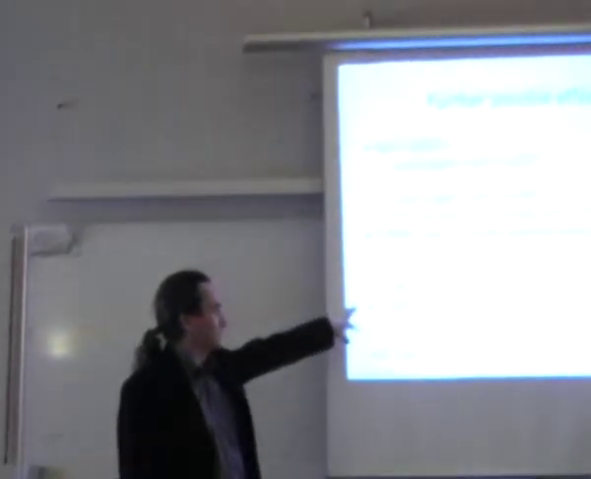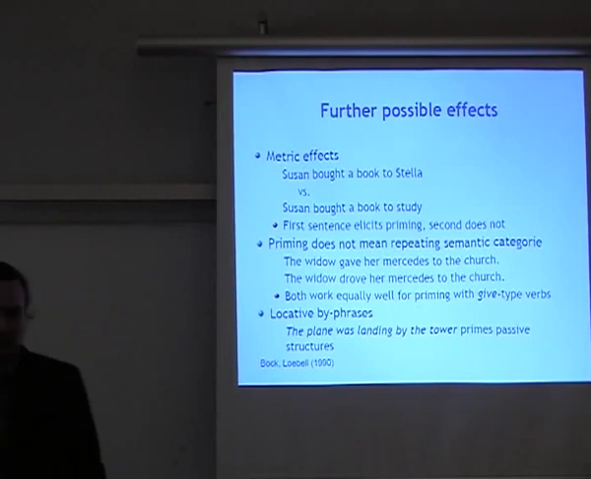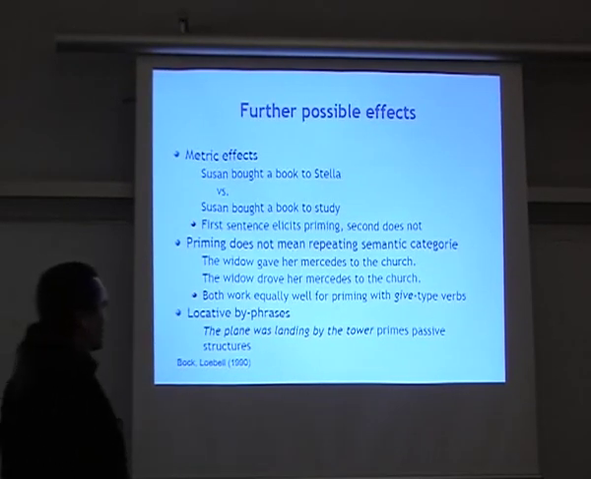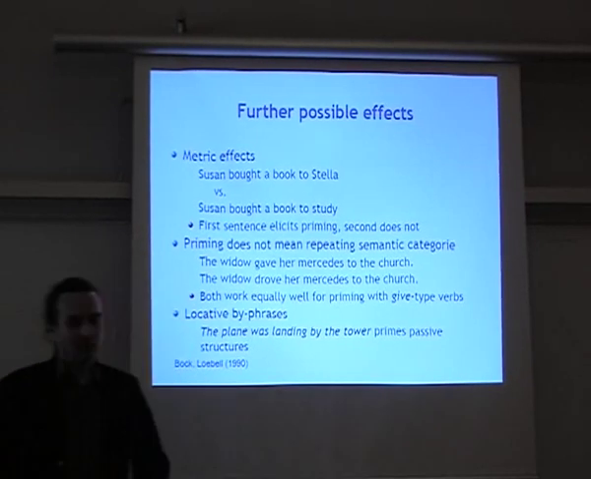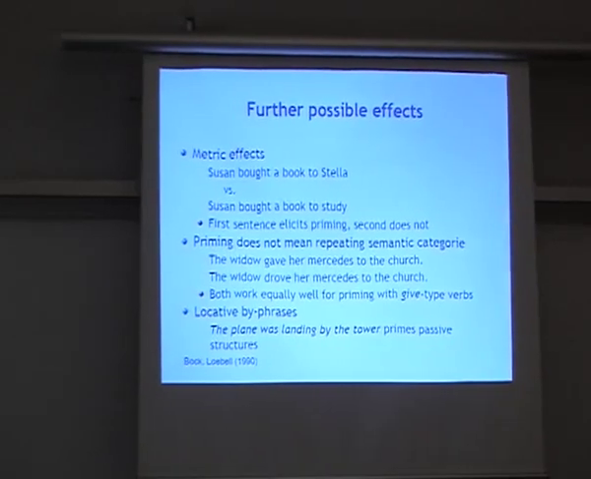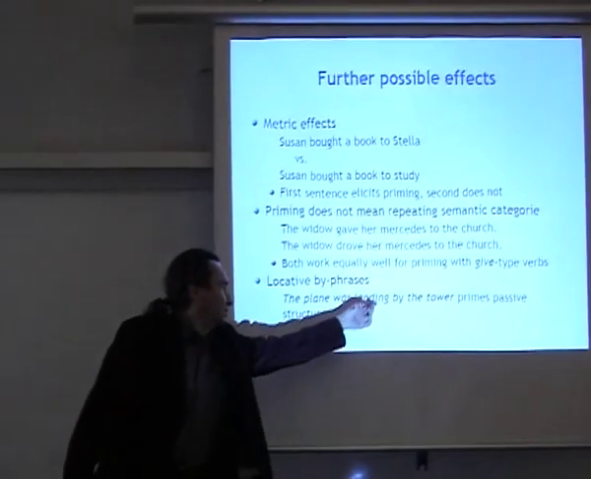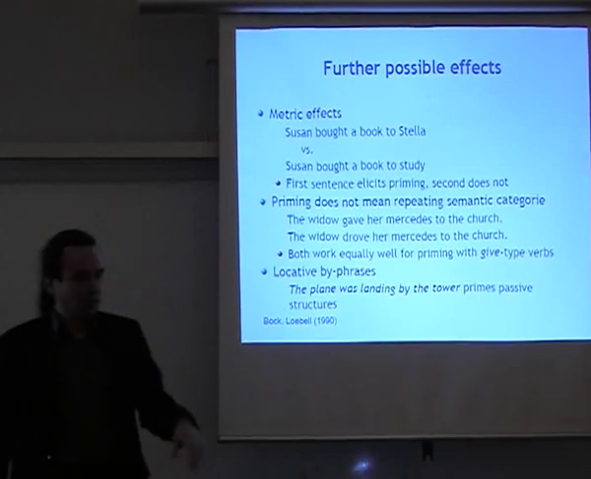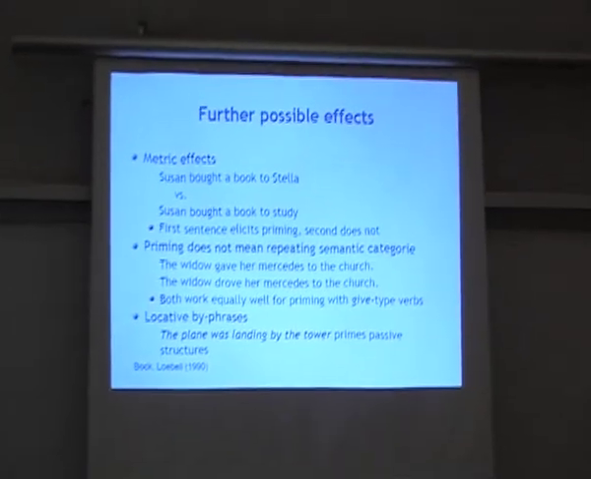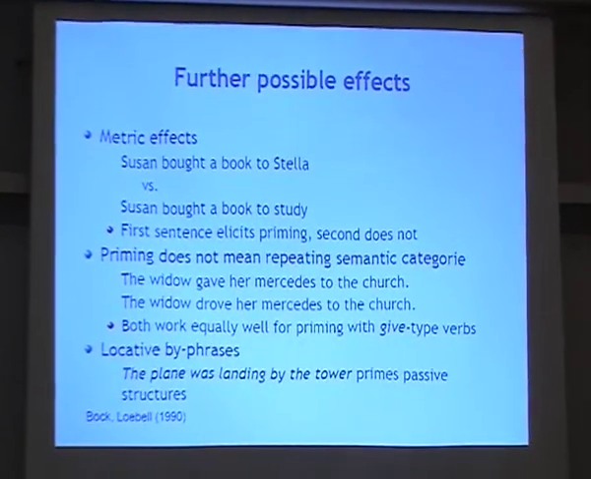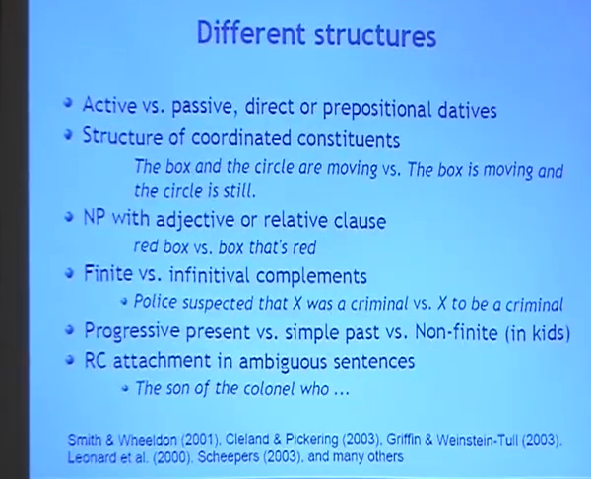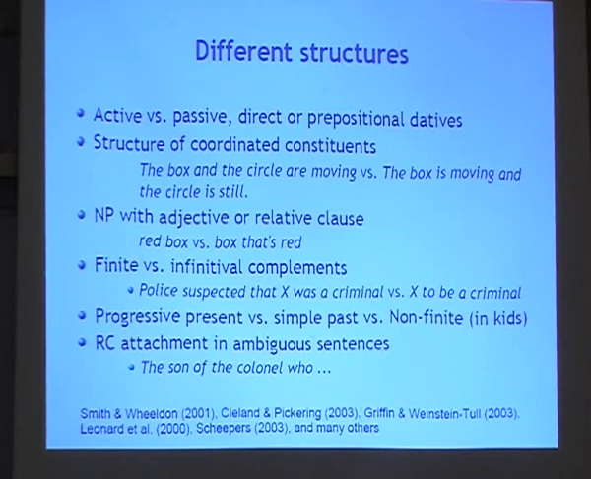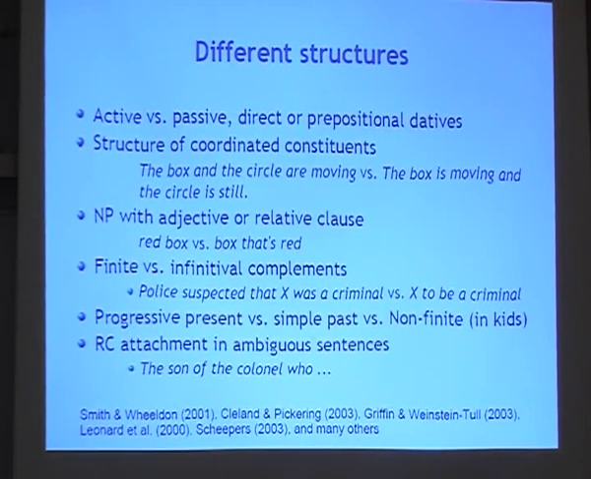Also, it was shown that progressives can prime passive structures. So "the plane was landing by the tower", even though "by the tower" is nothing like a logical subject, and this is not the object of this verb, or the patient of this verb. Nevertheless, this, in the study by Bock and Loebell, proved to be an efficient prime of a passive structure. So this was the sort of initial series of experiments that introduced syntactic priming.